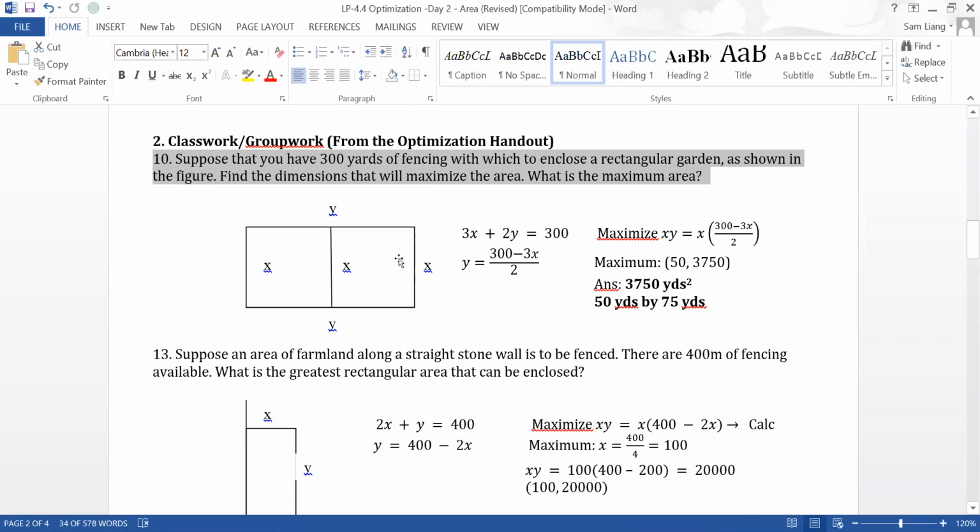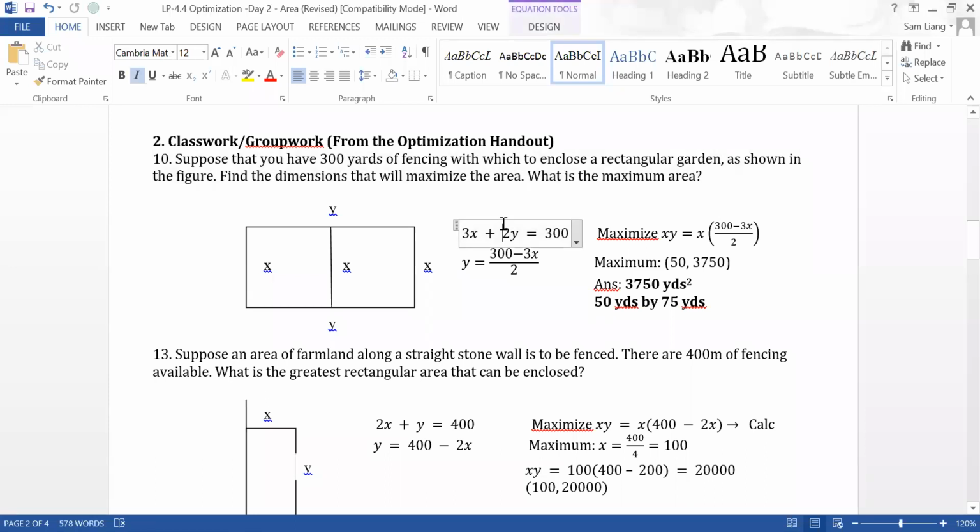So that's going to be part of the perimeter, because that's part of your fencing material. And then for the length, that's going to be y, but it's 2y, so it's 3 of these x slabs and 2 y slabs for the fence. Okay, so it's going to be 3x plus 2y, and we have 300 yards in total of fencing.